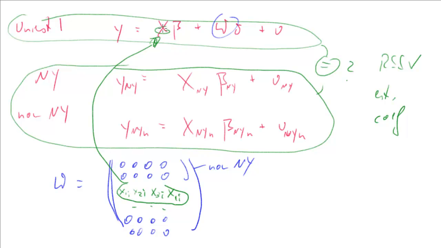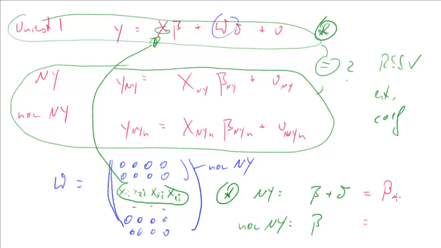So that means that if we are talking of New York observations, then in this model the coefficient that's relevant was really beta plus delta, because we had a beta coefficient for x1 and a delta coefficient for x1 for the New York observations. For the non-New York observations, the only relevant coefficient should have been the beta, because that delta was interacted with the zero, so it didn't contribute. So the question is now, is this New York coefficient the same as beta New York?